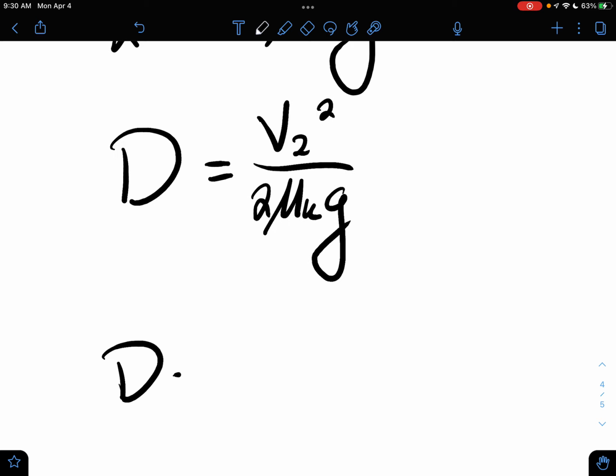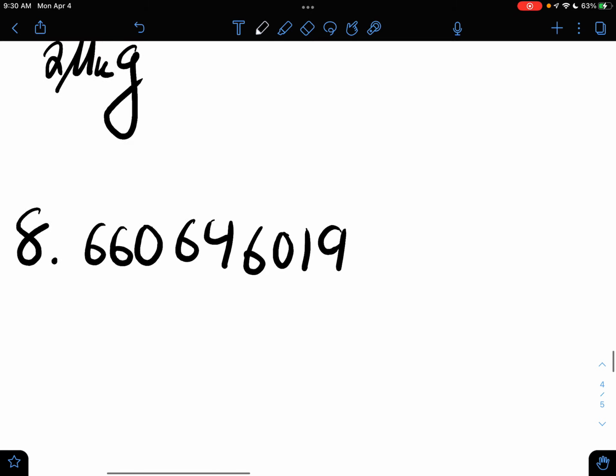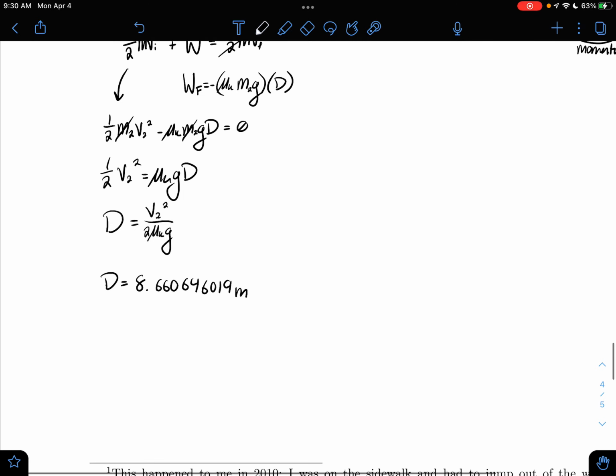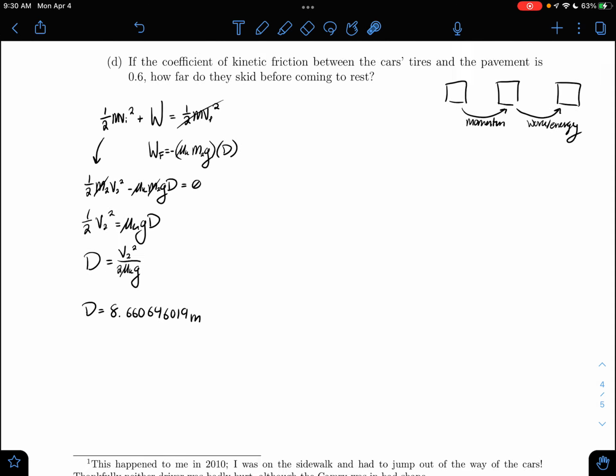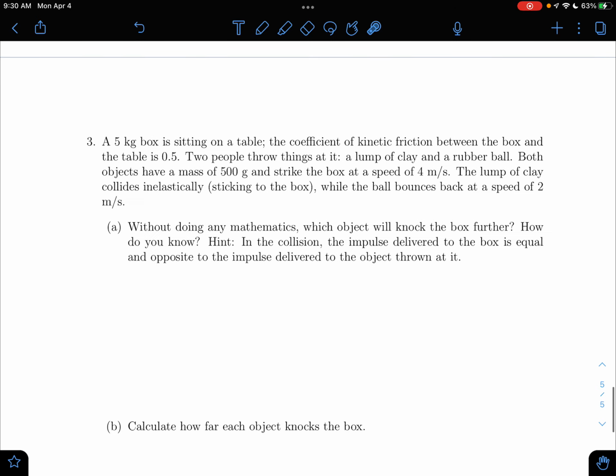And that, plugging in all of our numbers, is going to give us a distance of 8.6606466019 meters. Right? That's how far the cars slide before they come to a stop. Now we have one more question here.